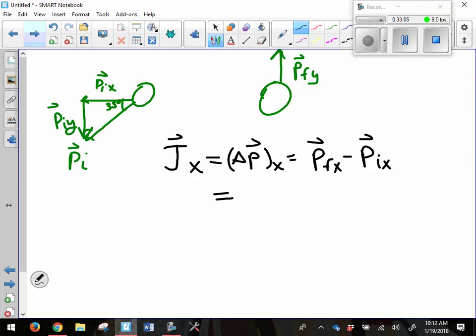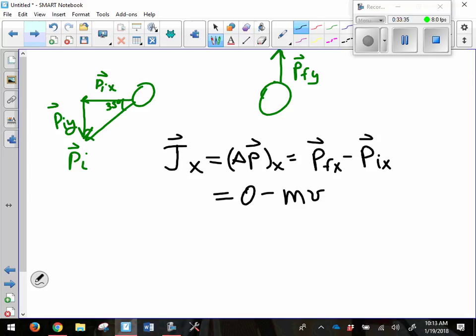So what's PFX? 0. What's PIX going to be? What's P? How do I find momentum? So it's going to be the magnitude of M times the magnitude of V.